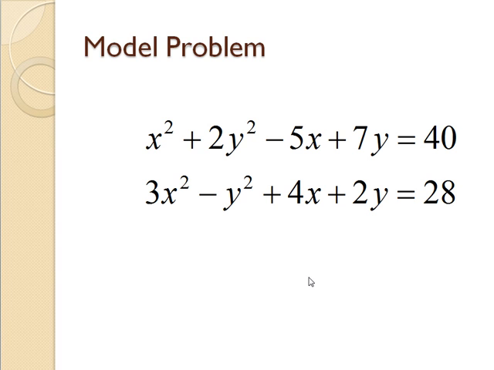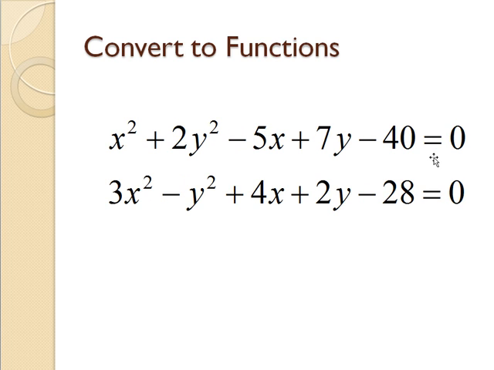So here's our model problem. It's a system of two nonlinear algebraic equations in two unknowns. So one equation is x squared plus 2y squared minus 5x plus 7y is 40, and then the other one is shown here.